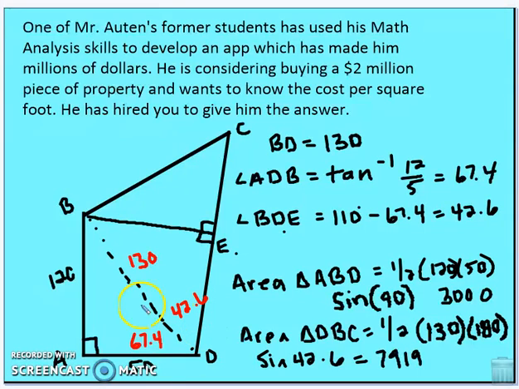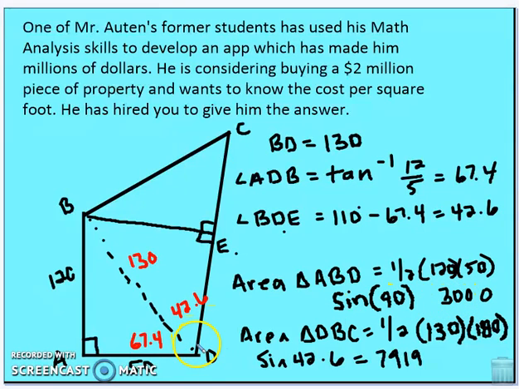All right, so let's take on the area of ABD first, so BAD or ABD. It's going to be 1/2 of 120 times 50 times sine of 90, but sine of 90 is just 1. So 1/2 base times height is 1/2 of 120 times 50, which ends up being 3,000. So 1/2 of 6,000 is 3,000 square feet.